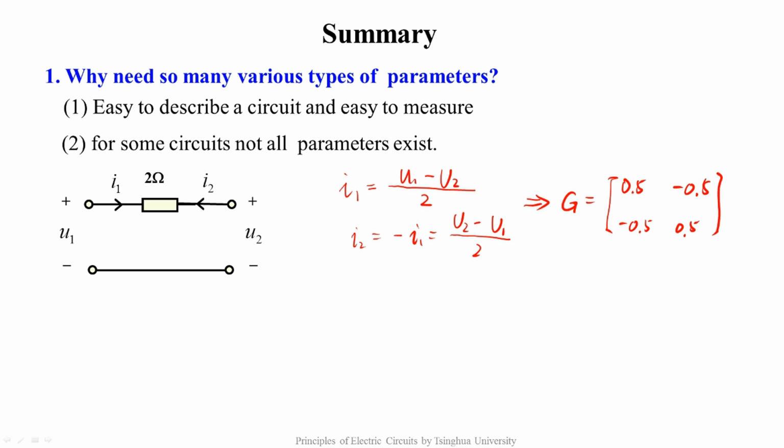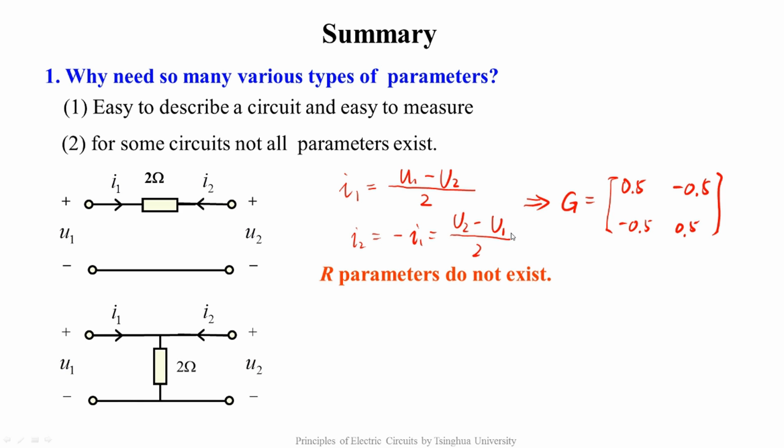Its matrix G is singular. That is, its determinant is 0. So its R parameters don't exist, and we can't use R parameters to describe this two-port.